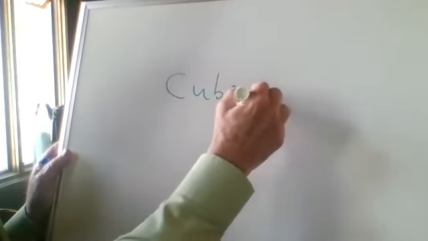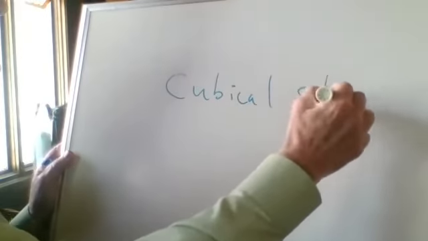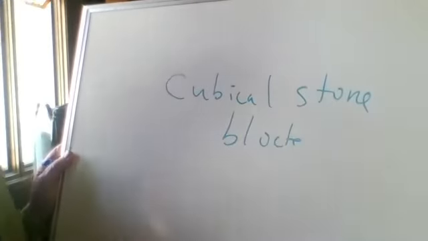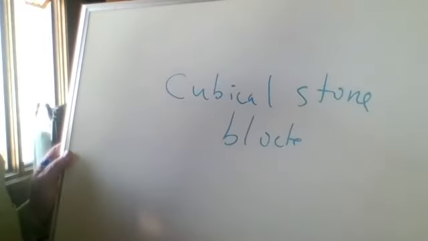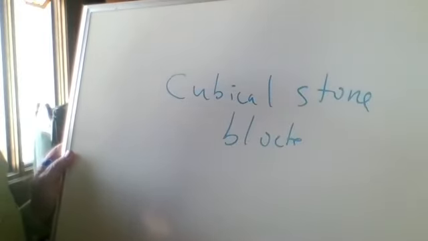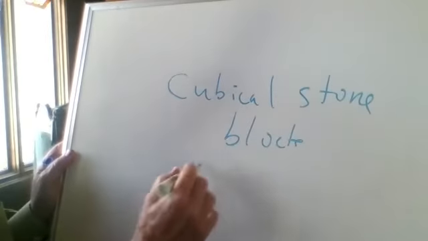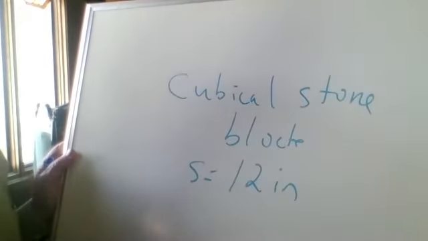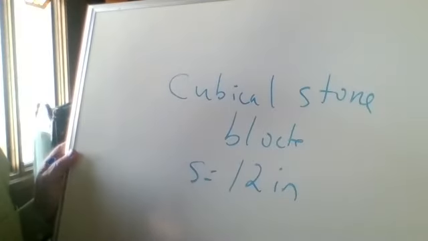All right, here's your next question. Next couple of questions are mini word problems. All right, so we have a cubical stone block. Okay, so you have a block shaped like a cube. Okay, each edge is 12 inches, okay? Each edge is 12 inches.